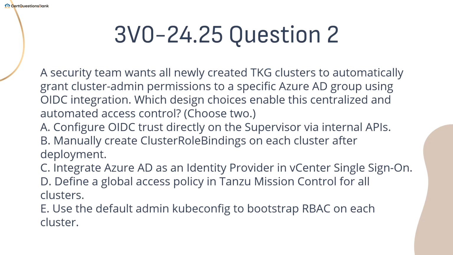B. Manually create cluster role bindings on each cluster after deployment. C. Integrate Azure AD as an identity provider in vCenter Single Sign-On. D. Define a global access policy in Tanzu Mission Control for all clusters. E. Use the default admin kubeconfig to bootstrap RBAC on each cluster.